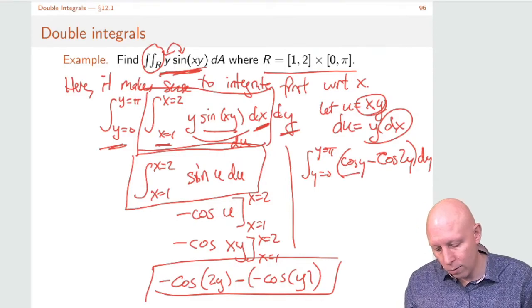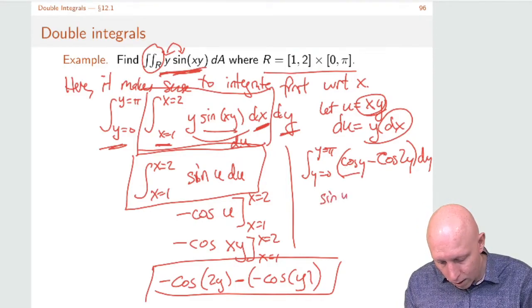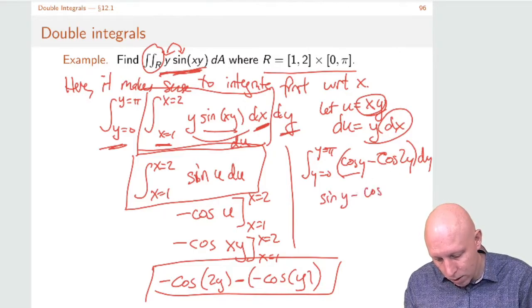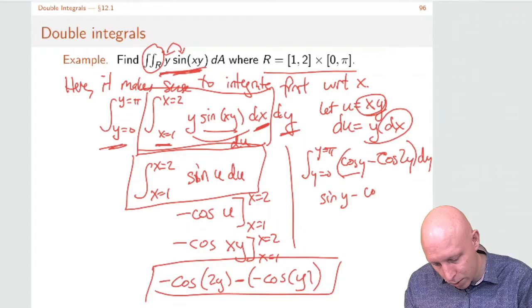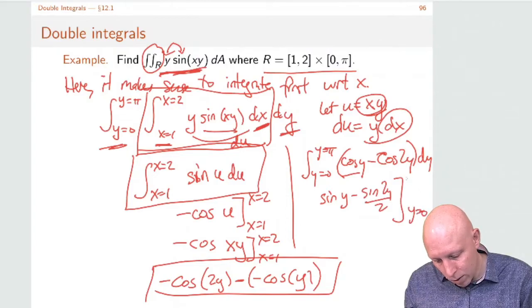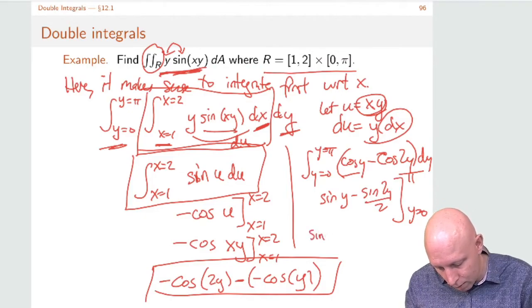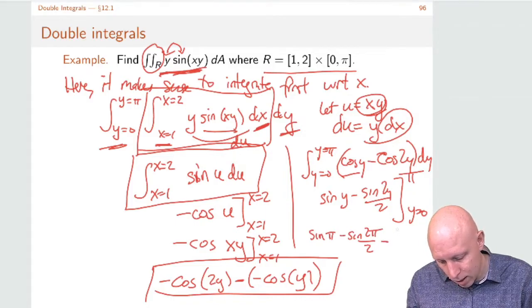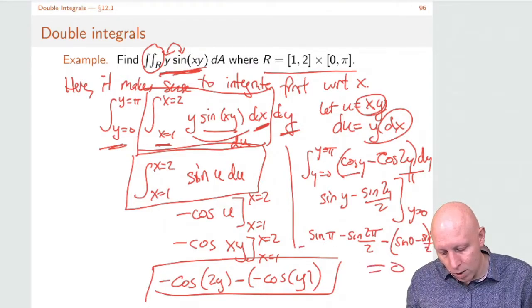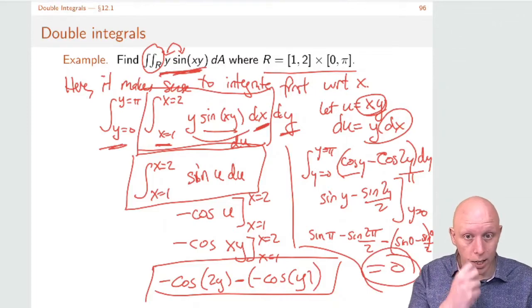The integral of cosine of y is sine of y. The integral of cosine of 2y is sine of 2y divided by 2. And we evaluate that from 0 to pi. What are we going to get? We get sine of pi minus sine of 2 pi over 2, minus sine of 0 minus sine of 0 over 2. All of these terms are 0, so we get an answer of 0.